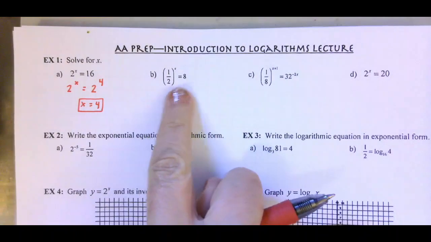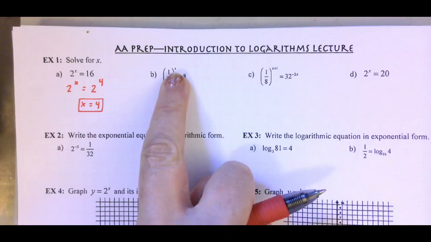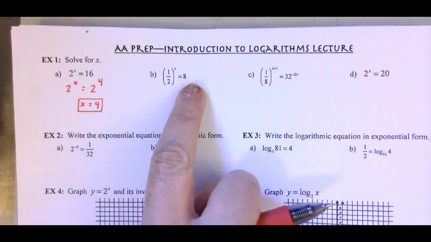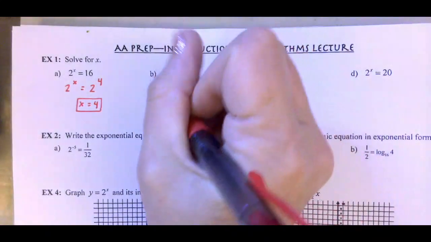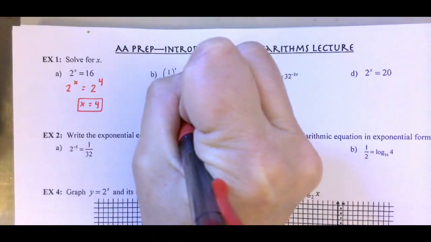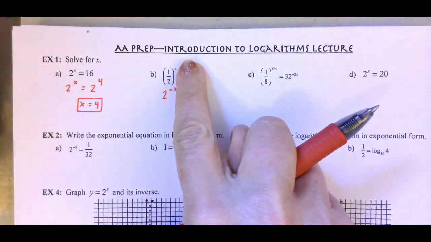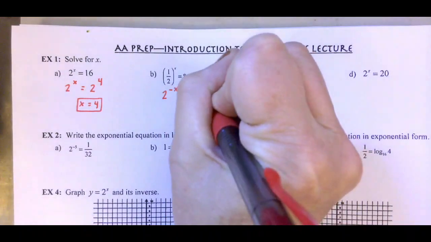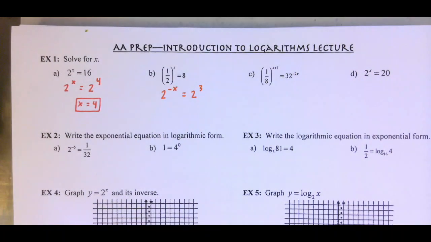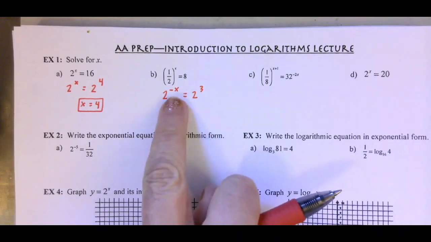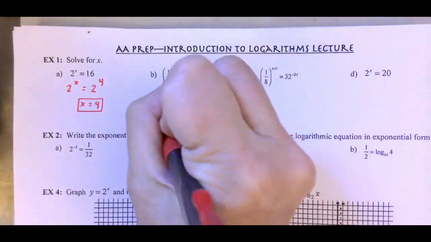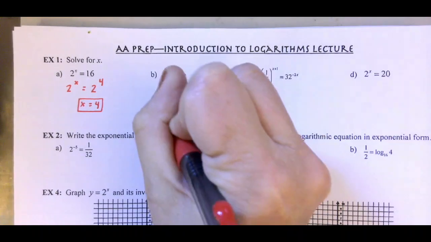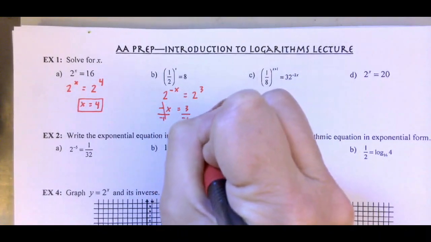And then if I build off that over here, now I see 1/2 raised to the x power equals 8. Well, again, I can express both of these as powers of 2. 1/2 is really 2 to the negative first power. So it's going to join the x that's already there. So 2 to the negative 1x power is equal to 2 to the third power, right? 8 is 2 to the third power. So now that my bases match, my exponents match also. So negative 1x is equal to 3. Divide out that negative 1, and x is equal to negative 3.